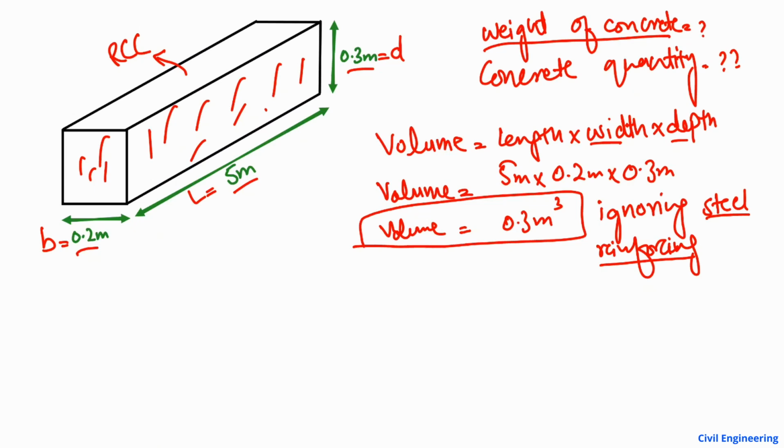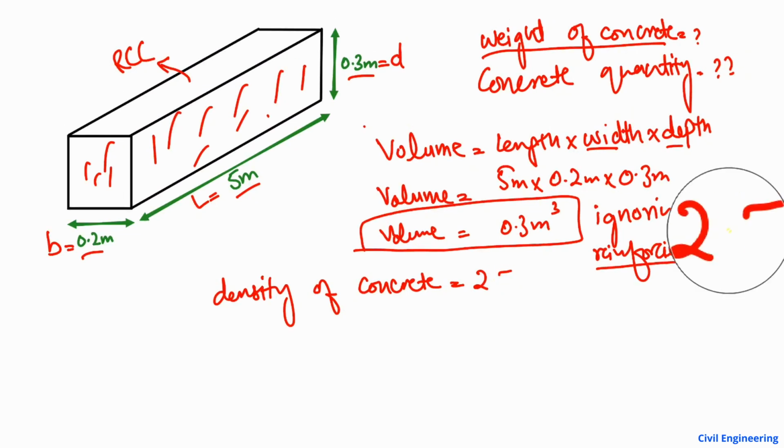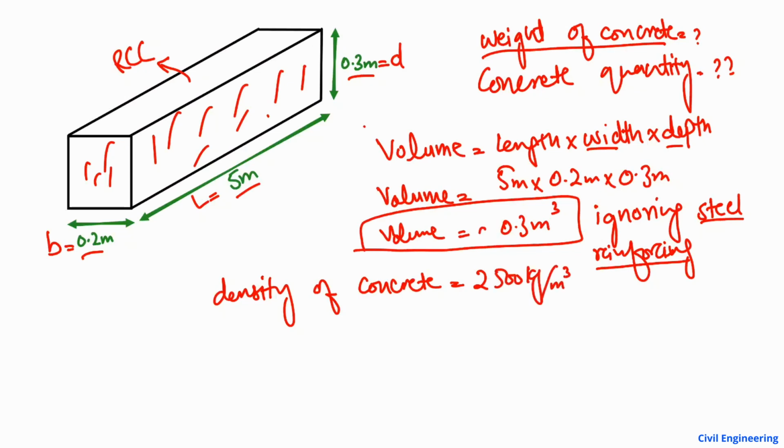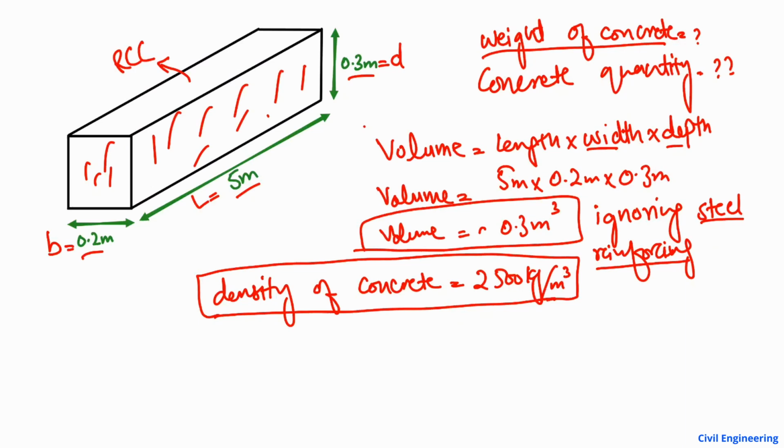So how to find out this? We know that the density of the concrete is a standard value. The density of the concrete, of only the concrete, is 2500 kilogram per cubic meter. This is the density of the concrete. Keep in mind, this is a general value which everyone should remember.